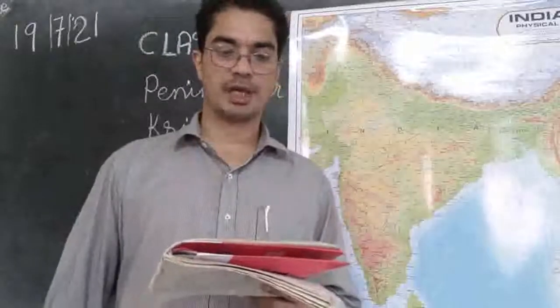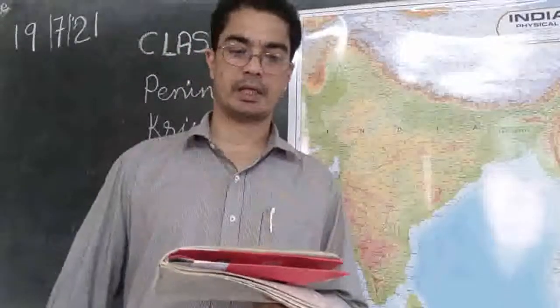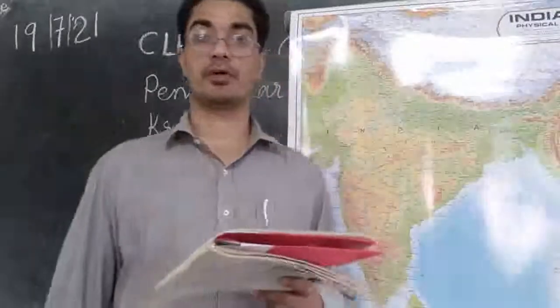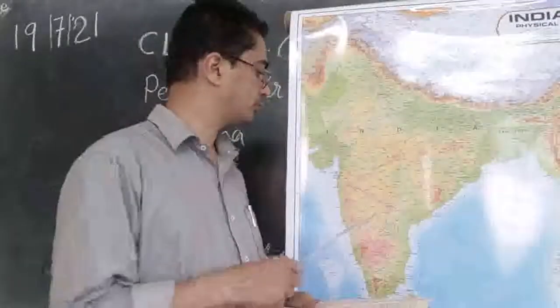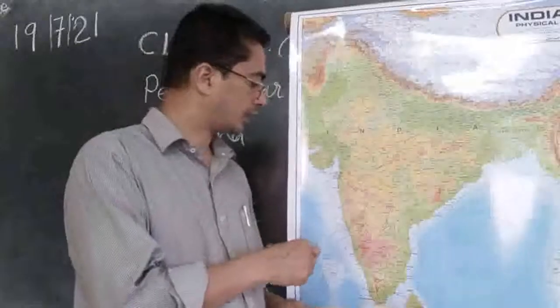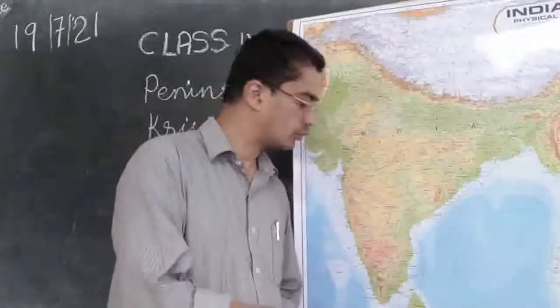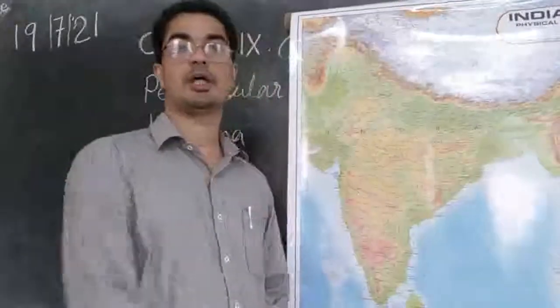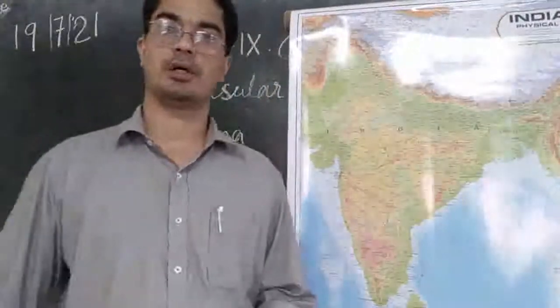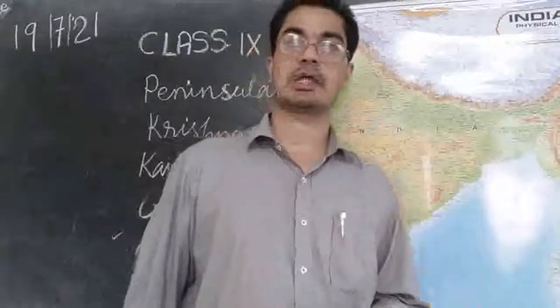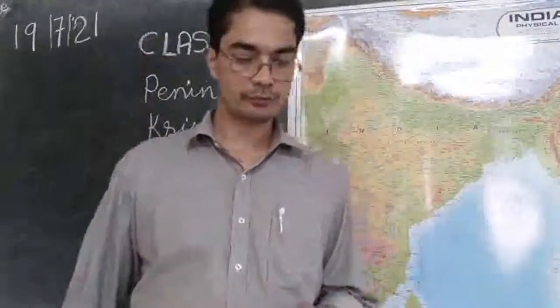Its basin drains parts of Karnataka, Kerala and Tamil Nadu. So this river is flowing through these three states. It is flowing through Karnataka, then entering Kerala, then finally it is going through Tamil Nadu and entering the Bay of Bengal. So that is the route of this Kaveri river.